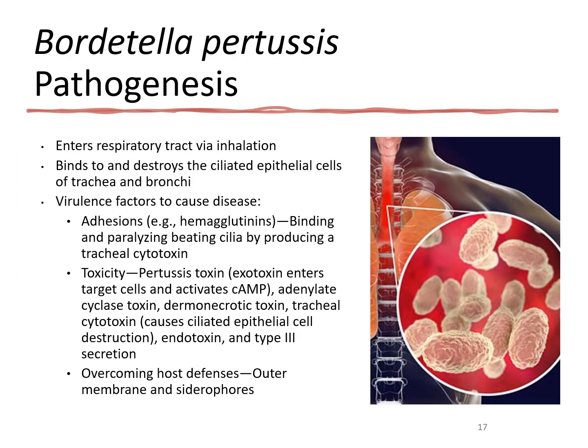Bordetella pertussis. This organism will enter the respiratory tract once it's inhaled, and then it binds to and destroys the ciliated epithelial cells that line the trachea and the bronchial tract. And so with these organisms, they have several virulence factors, one of which is adhesion. So with this one, it will bind and actually start to paralyze the cilia, and then it will produce a tracheal cytotoxin. And then it also produces the pertussis toxin along with several other toxins.